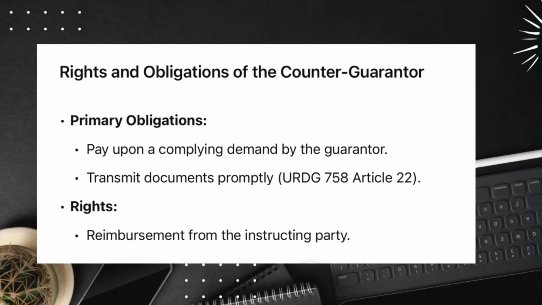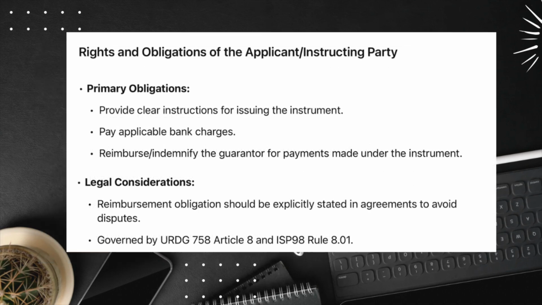The counter-guarantor has the right to be reimbursed by the instructing party, as discussed earlier, in relation to the obligation of the instructing party. In a guarantee which incorporates URDG 758, what is the difference between the applicant and instructing party? Can they be the same company?